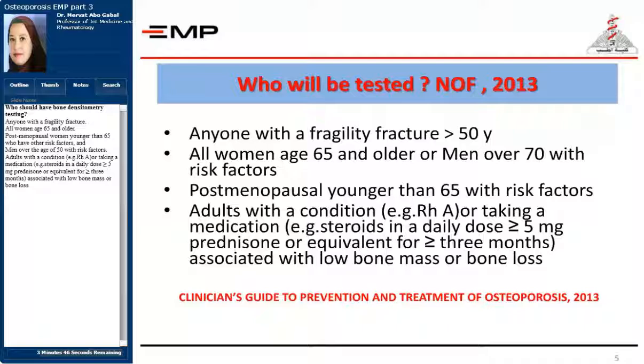According to the National Osteoporosis Foundation recommendation for diagnosis, management, and prevention of osteoporosis in 2013, anyone with fragility fracture, all women aged 65 or older, postmenopausal women younger than 65 years who have other risk factors, and men over 50 years with risk factors. Also, adults with conditions like rheumatoid arthritis or taking medication like steroids should be screened by DEXA.